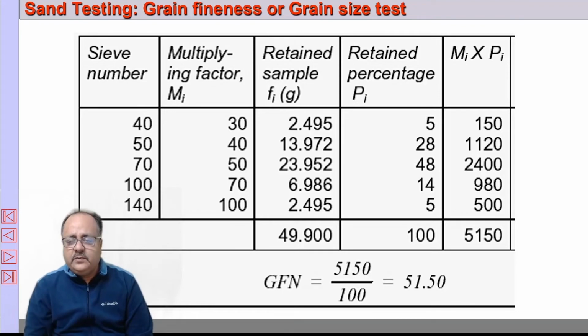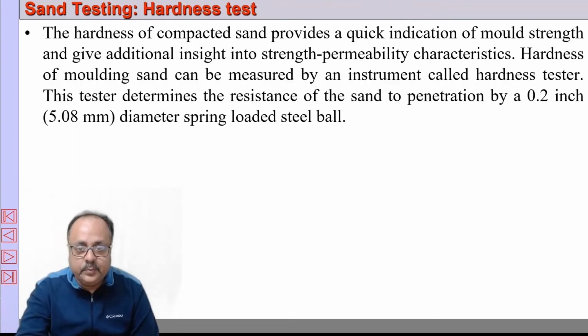So normally we go for this average type of grain fineness number. A higher number will give you finer sand, but however the permeability will decrease.